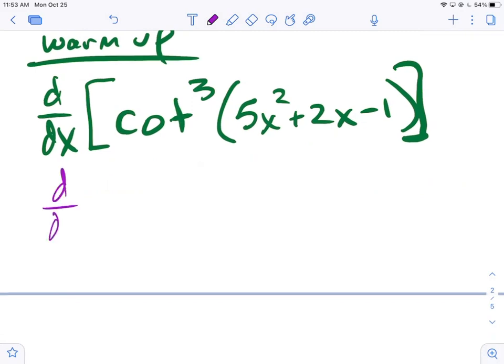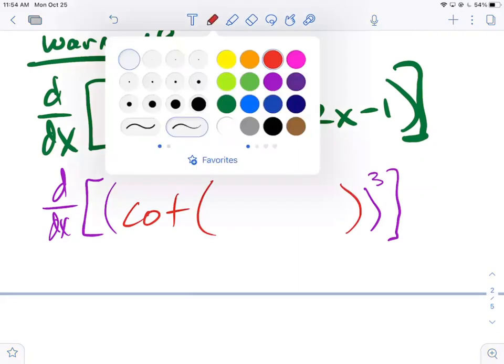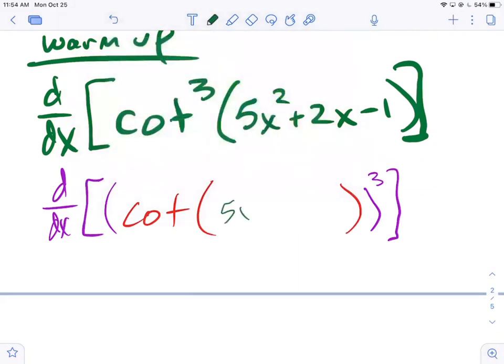So let me write this in layers. The outermost layer is cubed, okay? And then the next layer is cotangent. And then the next layer, the innermost layer, is 5x squared plus 2x minus 1, okay? So that's how we write it. Purple layer, red layer, green layer.